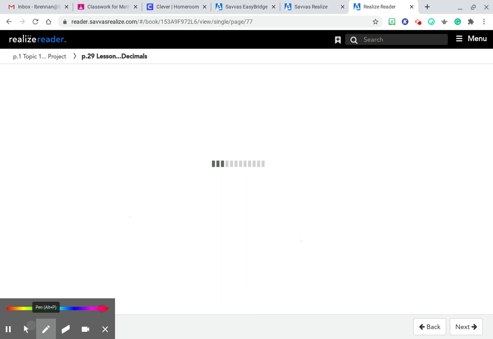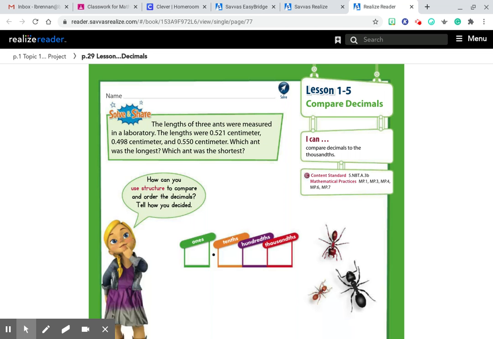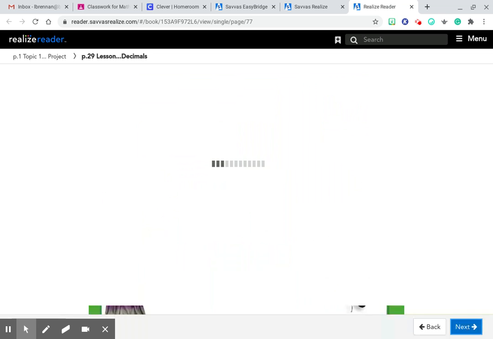As you can see, we're having some wonky trouble with Savvas today. One of the reasons why I detached Savvas from Google Classroom was to see if that would help solve some of these problems, but we're still having issues. So I'm going to refresh my computer and see if that helps. There we go. All right.